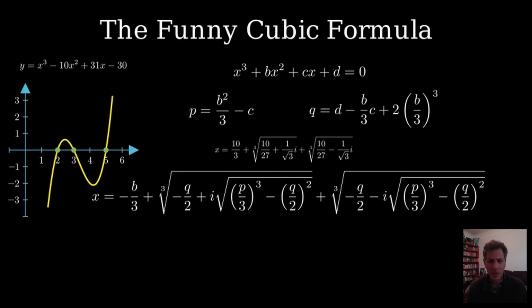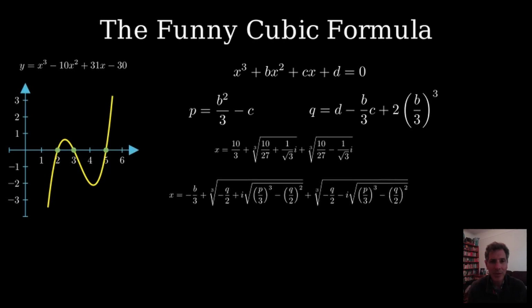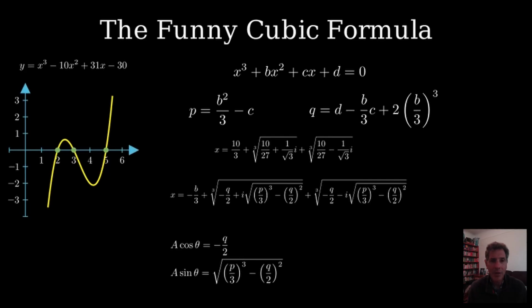We call a number that has a real part and an imaginary part a complex number. It's funny that the cubic formula is forcing us to handle complex numbers when the three roots of our example are 2, 3, and 5, just simple whole numbers. So we must take the cube root of this complex number, and there's a little trick that helps us do that. We write the real part of the complex number as a cos theta, and the imaginary part of the complex number as a sin theta.